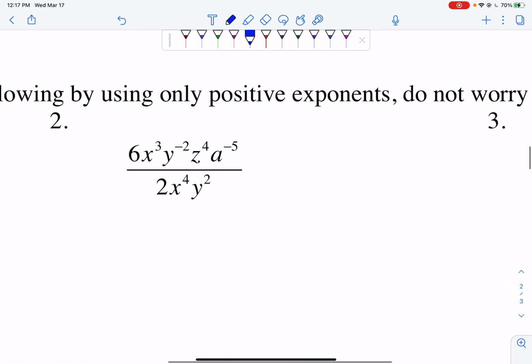Now let's look at our second example. If I look at my second example, my 6 and my 2 stay in the same spot because those are my coefficients.